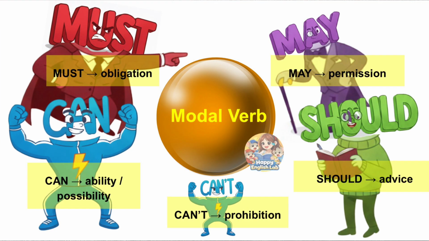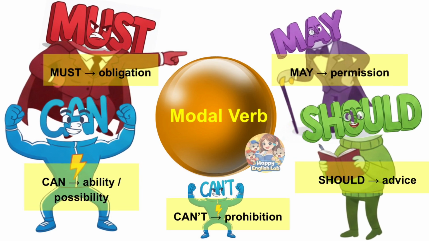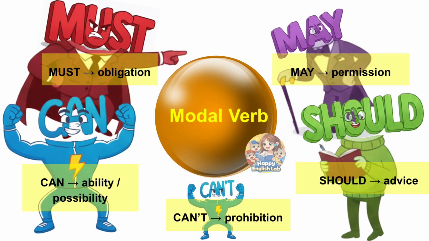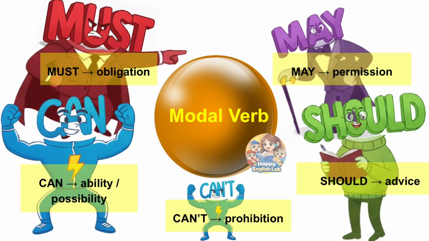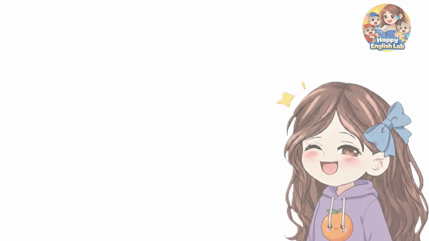So today we learned that can expresses ability or possibility, must expresses obligation, cannot shows prohibition, may asks for permission, and should gives advice. Because Apple and Orange used their modal verbs correctly, everything worked out perfectly. They followed the rules, spoke politely, and kept everyone happy. That is the power of modal verbs.